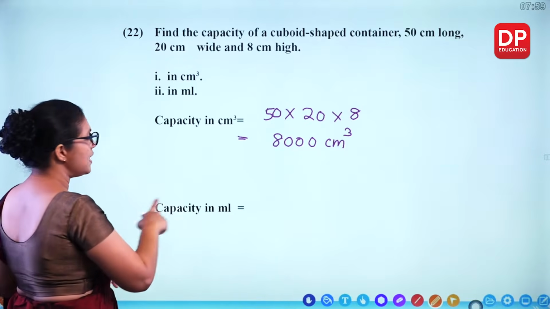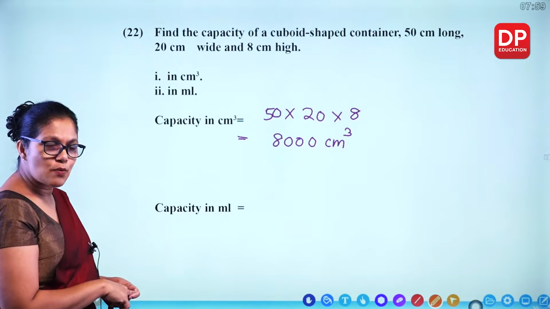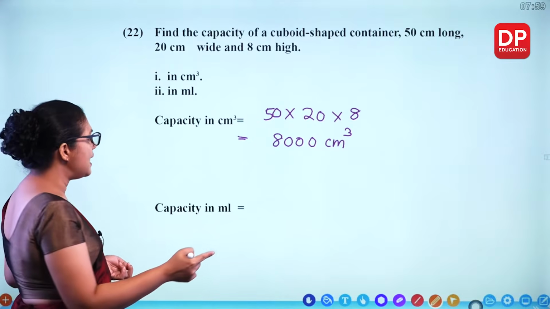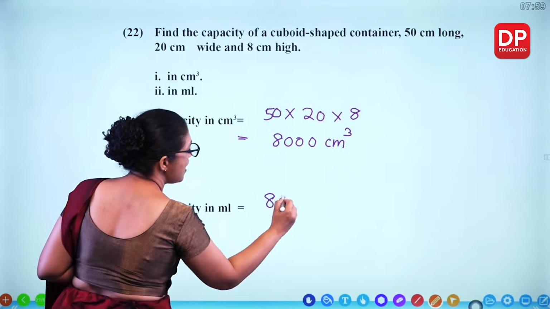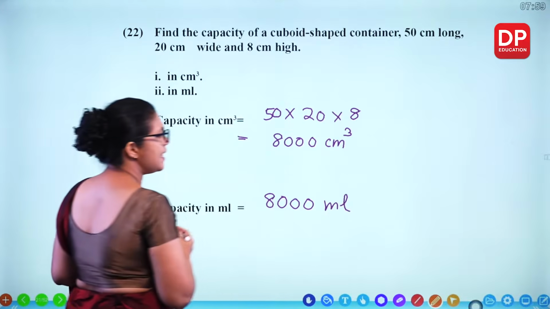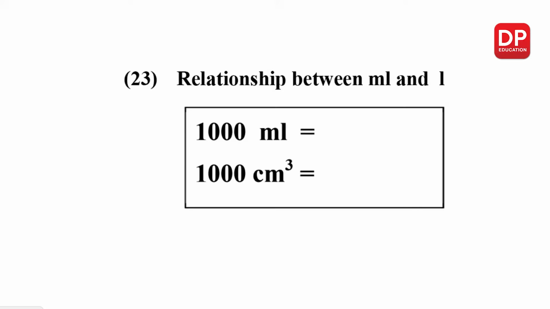Now we need to convert to milliliters. We know the cubic centimeter value is the same as the milliliter value. So this is the same as 8,000 milliliters.